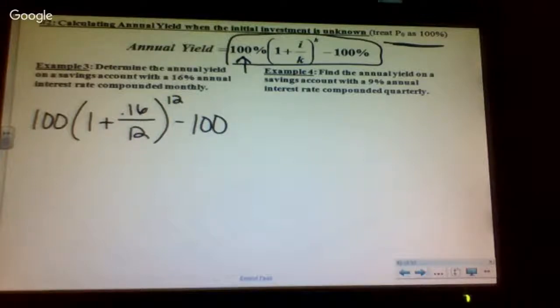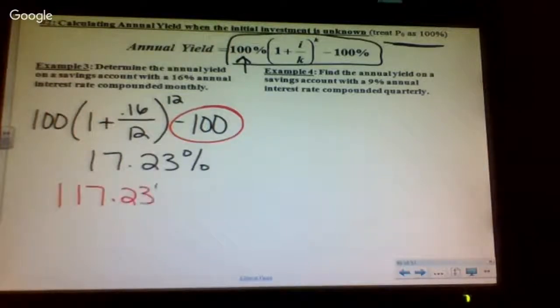That'll be much higher than 100. 17.23% annual yield. If we didn't subtract the 100, we would have ended up with 117.23%, which again, over 100, we're 17.23% over 100. So just doing that minus 100 takes us that extra step where we don't have to think about being 17.23% above it. It kind of does it for you.